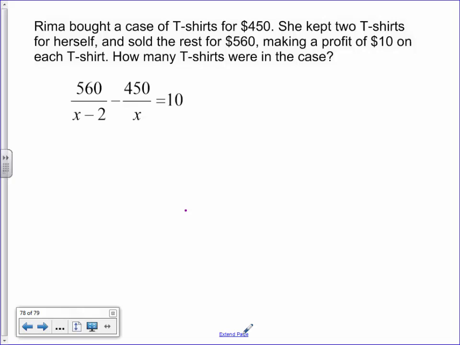Okay, so anyways, here's a scenario. Someone buys some t-shirts for $4.50. She keeps 2 shirts for herself, sells the rest for $5.60, makes a profit of $10. How many shirts were there? I'm going to give you the equation, and you can probably see where some of the numbers came from here. She bought them for $4.50, and when she bought them, there were a certain number in the case. Later, she sells them for $5.60, but she didn't sell all of them. She sold all of them minus the 2 that she kept, and by the time she was done, she was making $10 a shirt. So that's kind of where the equation comes from.